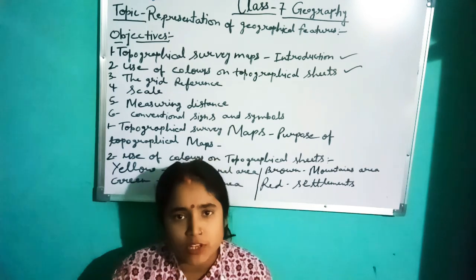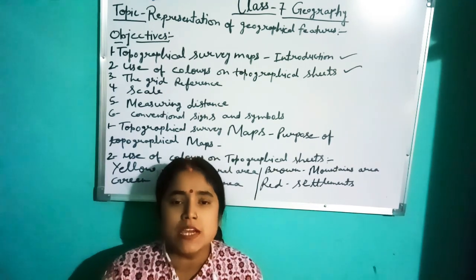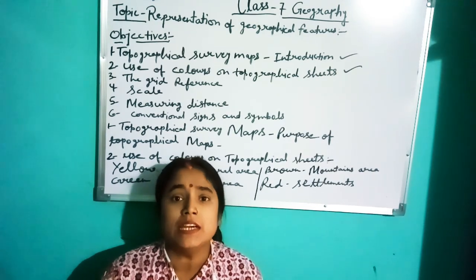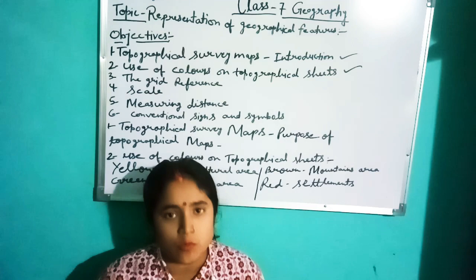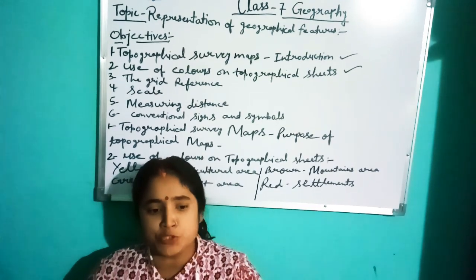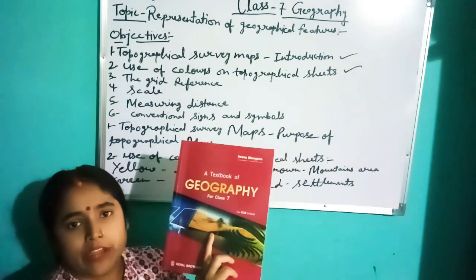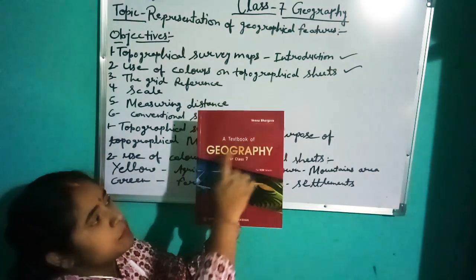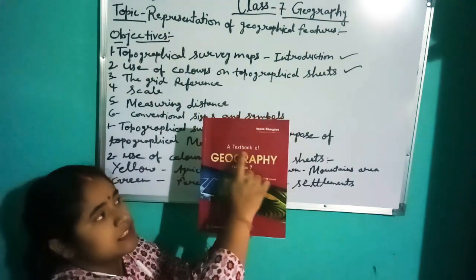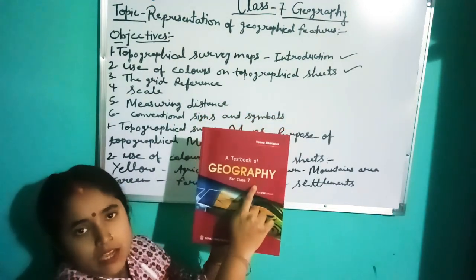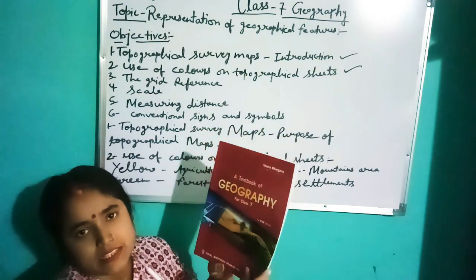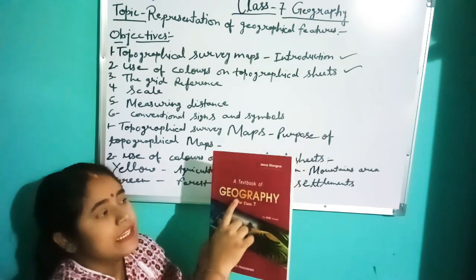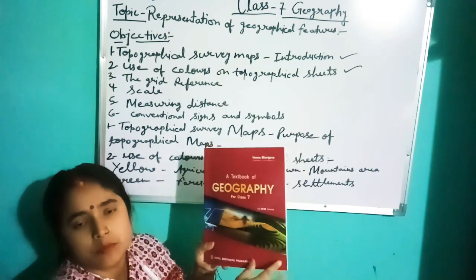Children, before this we have sent you some study materials which were based on the syllabus. From now onwards, we will run through this new geography book, and the name of this book is A Textbook of Geography. Total 10 chapters are there in this book.